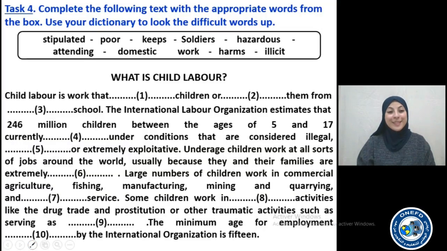Task 4. Complete the following text with the appropriate words from the box. Use your dictionary to look the difficult words up. The words are stipulated, poor, keeps, soldiers, hazardous, attending, domestic, word, harms, and illicit. Take time to think about the task as usual, and we will come back to check answers together.